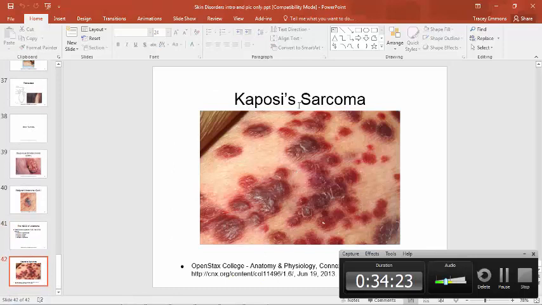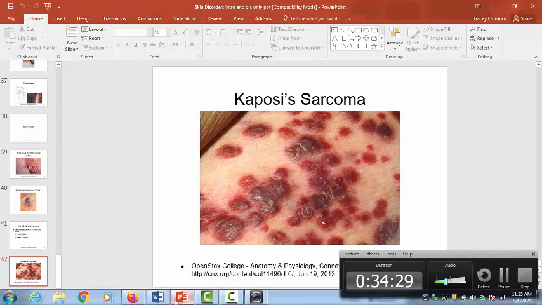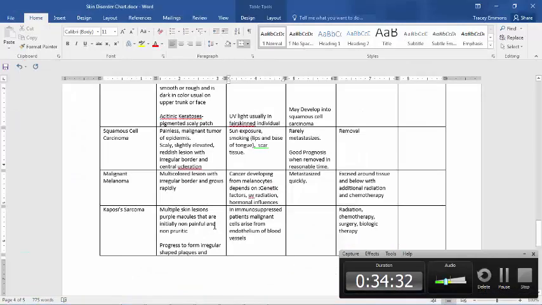And the last one is called Kaposi sarcoma, and you can see these purplish lesions over the body. This is where we're usually dealing with the immune suppressed, either AIDS patients or those with severe immunodepression. These are non-painful, large peripheral rashes, macules that are non-itchy. They progress to form these irregular plaque shapes, and it happens from malignant cells that come from the endothelium of the blood vessels, the cells that line the blood vessels.